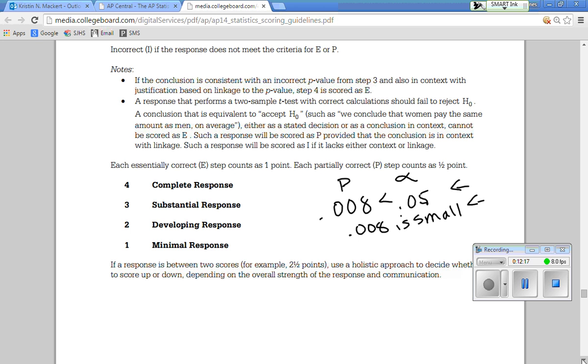I thought the p-value is 0.008. Yeah, that's what it was. He did a two-tailed. I'm sure it had to do with something with the two-tailed. That makes a lot of sense.